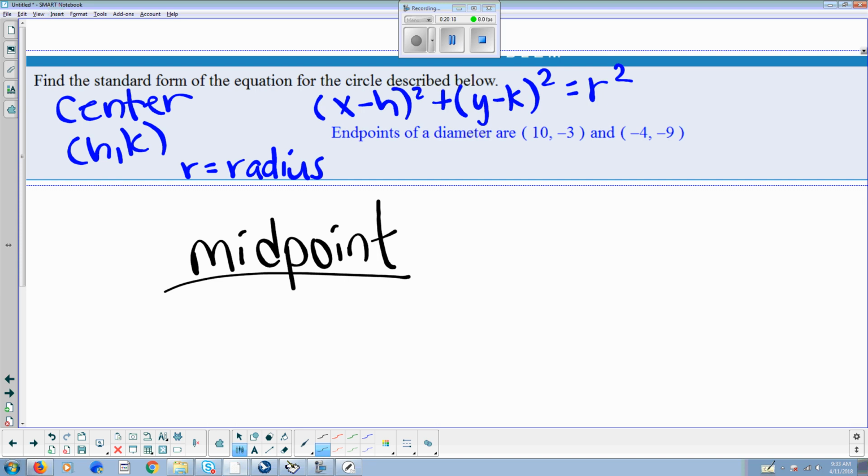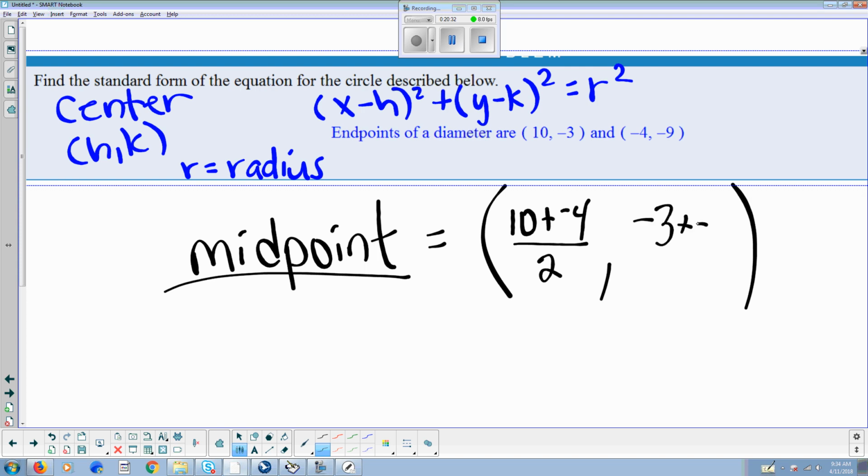So the midpoint finds the average of the x's. So add up the x's, 10 plus -4, and divide by 2. And it finds the average of the y's. So add up the y's and divide by 2. -3 plus -9 divided by 2. This is how we're going to find the center.